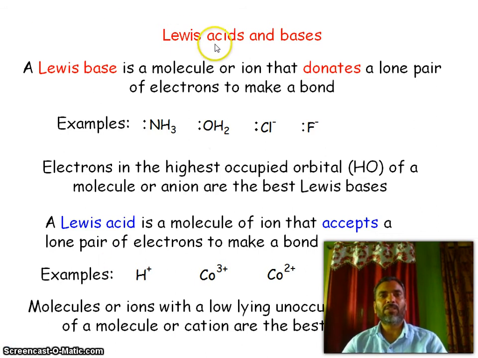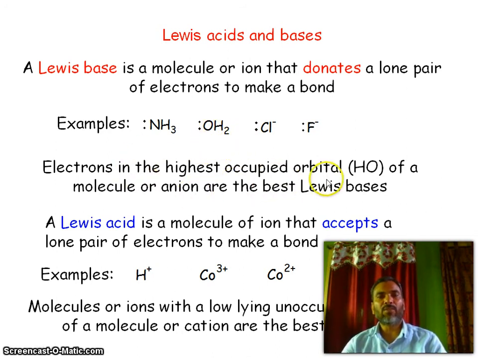Look at Lewis acids and bases. You know the meaning of Lewis acid. A Lewis acid and a Lewis base, you have to define them. A Lewis base is a molecule or ion that donates a pair of electrons to make a bond. For example, ammonia, OH2 means water, chloride: one lone pair. Chloride has more than one, but one lone pair is sufficient.